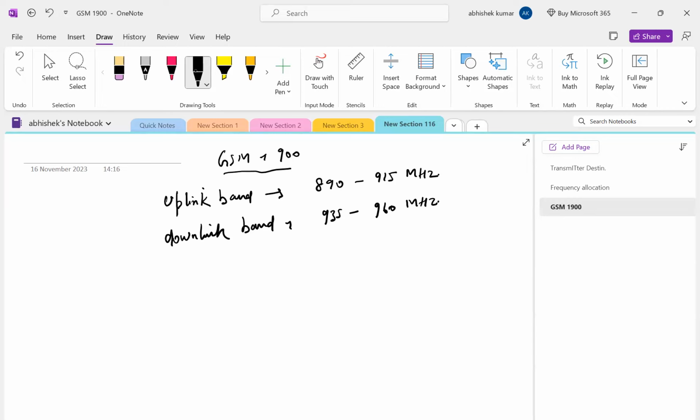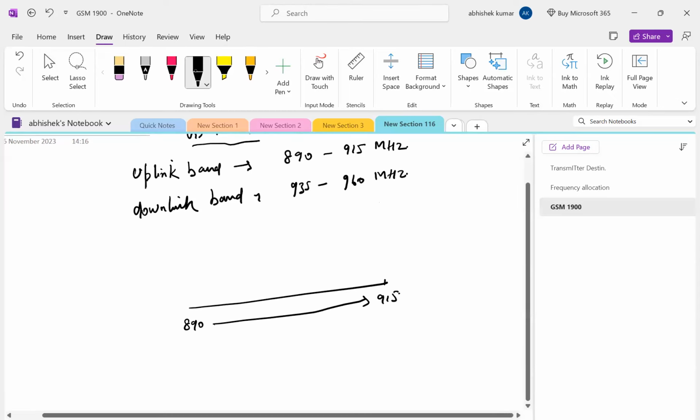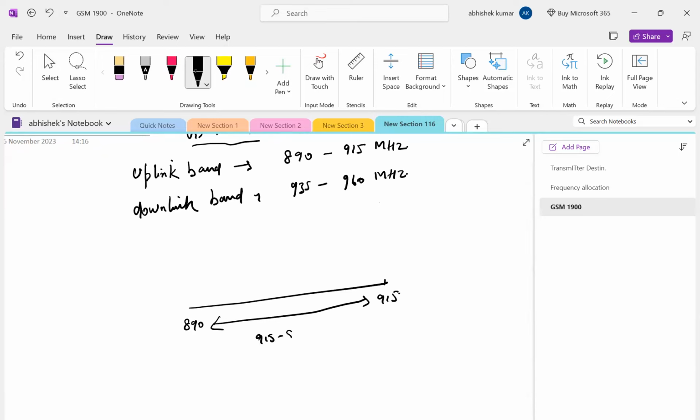How do these work? Uplink band, and actually the thing is working like that. Suppose this is our uplink band, 890 to 915. What is the band gap between this one? 915 minus 890, that is 25 megahertz band. Okay, now we are allocating channels into these bandwidths, into these band gaps.